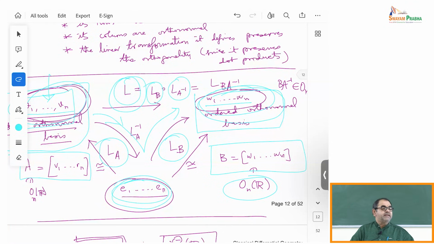But you see, the matrix of L_A inverse is just A inverse. So it is the same as first applying A inverse and then B, and taking the linear transformation corresponding to that. Therefore, BA inverse is the map that will take v_1 through v_n to w_1 through w_n. So this was the proof that any ordered orthonormal set of vectors can be moved to any other ordered orthonormal set of vectors by an orthogonal transformation.